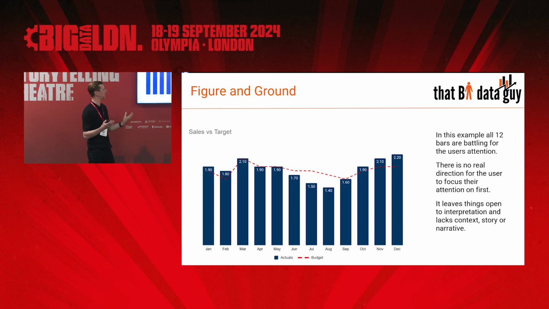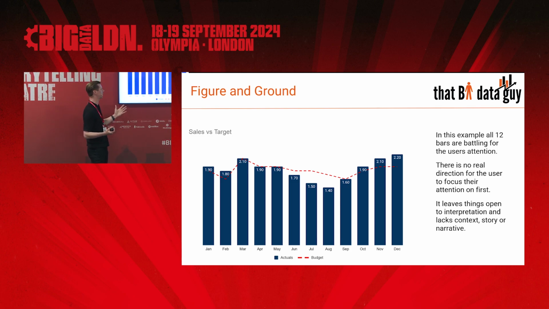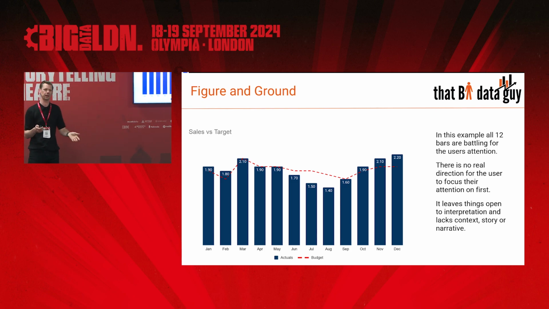And how does that correlate to data viz? So here's something we'll all have seen and created, actuals versus budget. You've got 12 bars on a line, and they're all screaming for attention. Look at me, look at me, look at me.